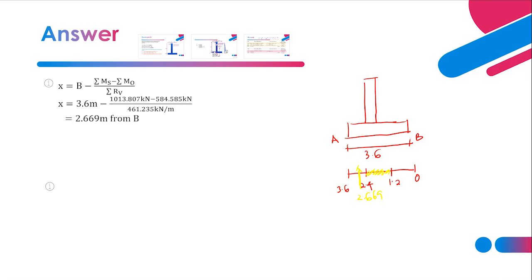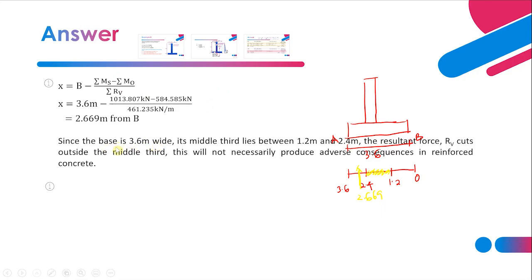You know that you do not use the formula like example 7, because here 3.6 lies within 1.2, 2.4. The resultant force RV cuts outside the middle third. This will not necessarily produce adverse consequences in reinforced concrete. And then the question also does not ask you to check tension in the joints. But if it asks, it means that if it is outside the middle third, there will be tension in the joints. If it is inside the middle third, there is no tension in the joints. From this we already know it is outside.